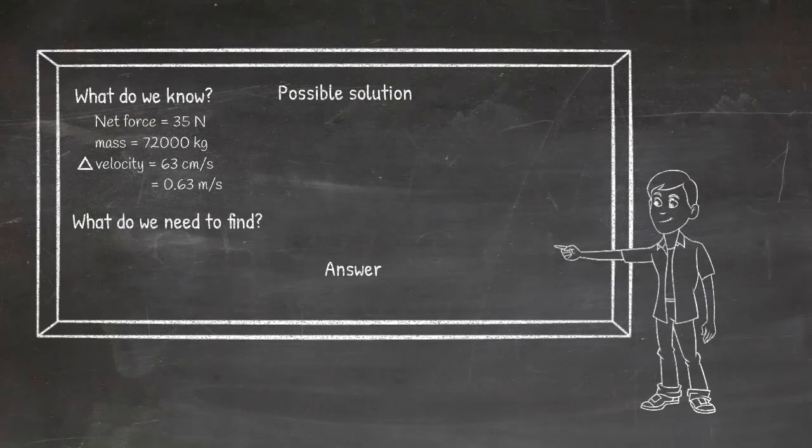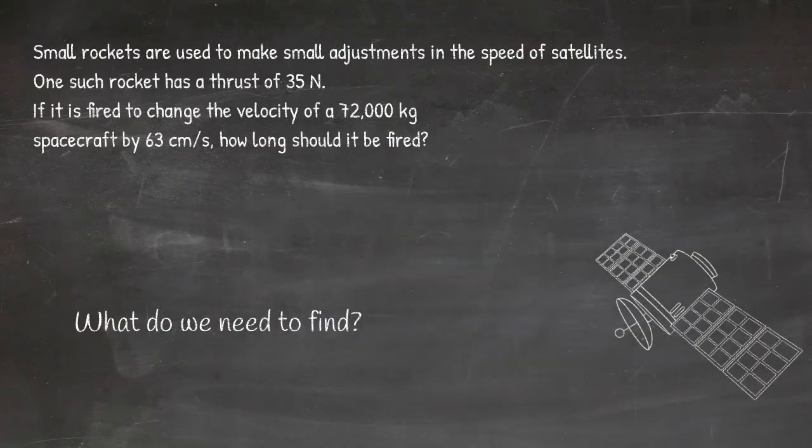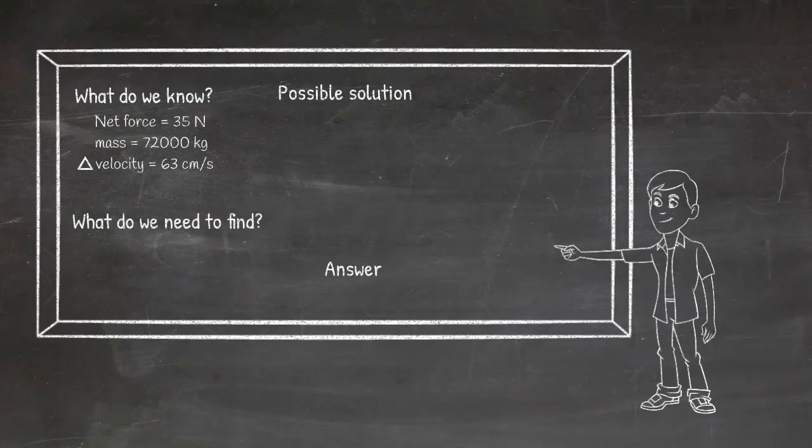The next step, of course, is going to be, what do we need to find? It comes in the last sentence in this particular problem. How long should the rockets be fired in order to change the velocity by that amount? So let's copy that information down as well. How long should the rocket fire? It's a time that we'll be measuring in seconds.